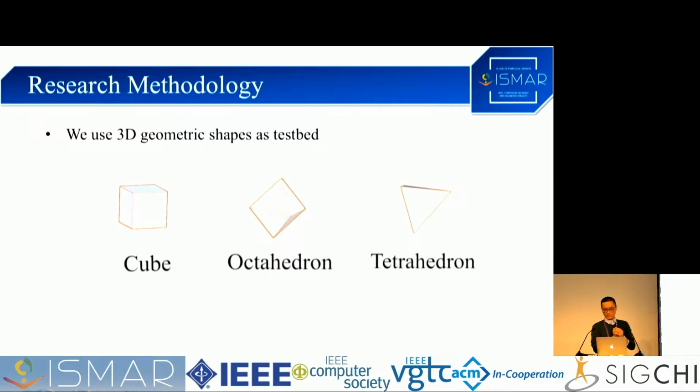To evaluate this, we use 3D geometric shapes as a testbed. We have three kinds of geometric shapes: the cube, octahedron, and tetrahedron. By truncating, that is, slicing off the vertices or edges of those shapes, it is possible to obtain a variety of other solids. Such properties are considered hard to learn and explore based on previous research.